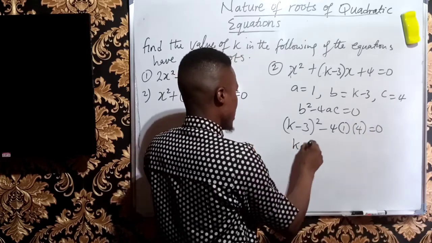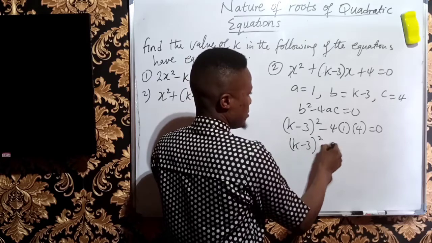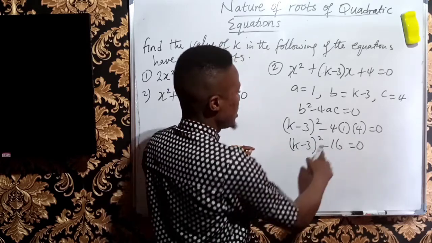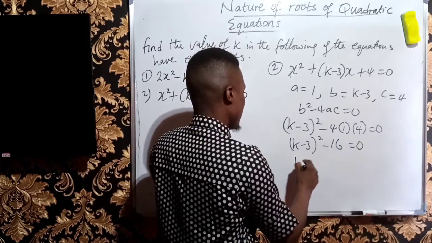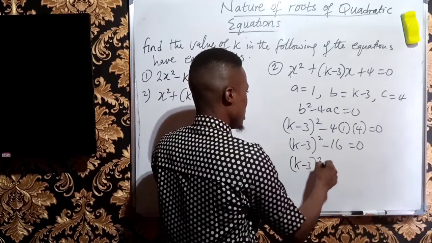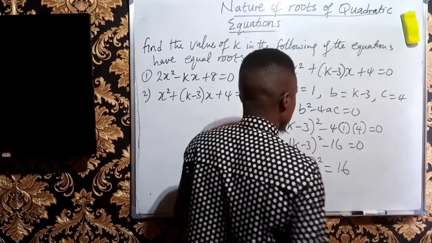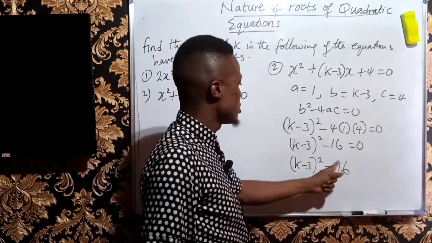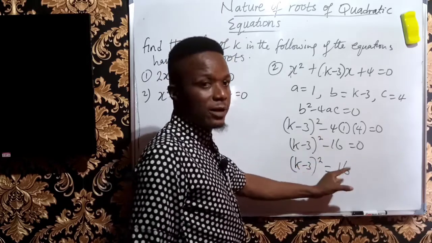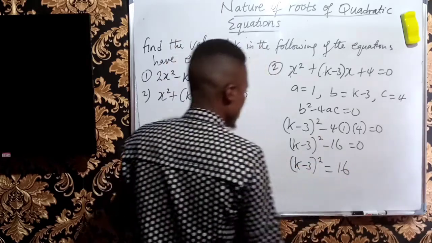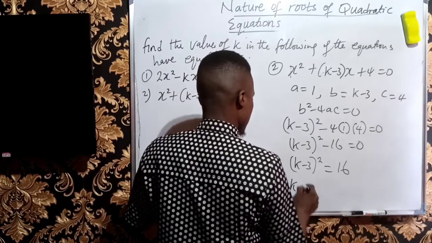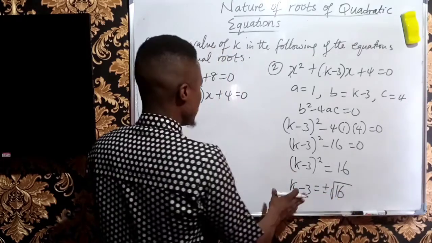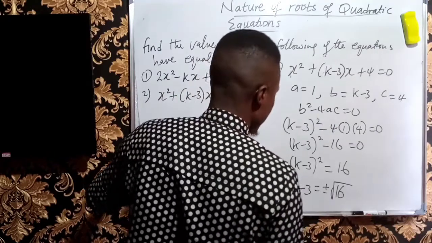So I have k minus 3 all squared minus, when I multiply, I get 16 equal to 0. Let this 16 come to this side. I have k minus 3 all squared equal to positive 16. Remember, if I have a square, I can take away the square by taking the square root of both sides. So here, k minus 3 is equal to plus or minus square root of 16 when I take the square root of both sides in order to get the value of k.